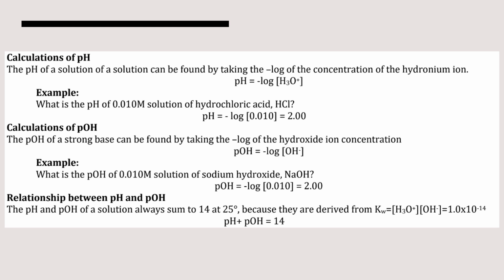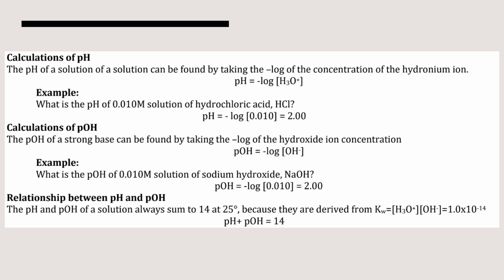So if you're doing the pOH, like what is the pOH of a 0.010 molar solution of sodium hydroxide? Same concept, pOH is negative log 0.010 equals 2.00. If we're at 25 degrees Celsius, the pH and pOH of a solution will always sum up to 14 because they're derived from the K sub W, like the equilibrium constant, the hydronium concentration times the hydroxide concentration equals 1.0 times 10 to the negative 14.